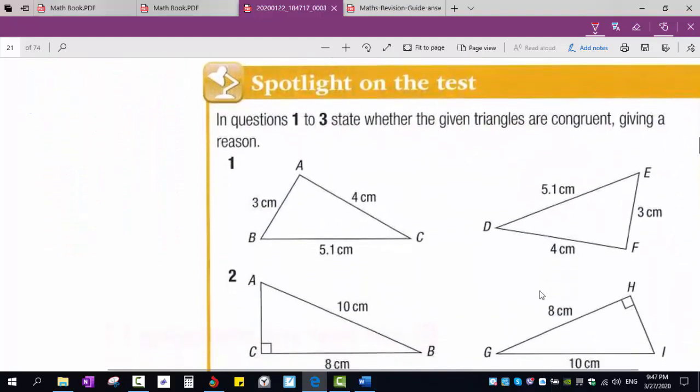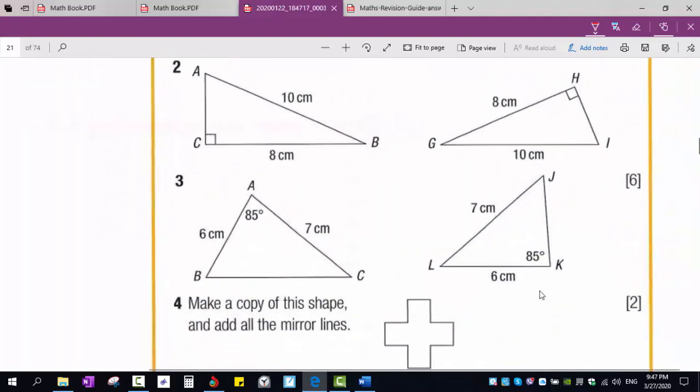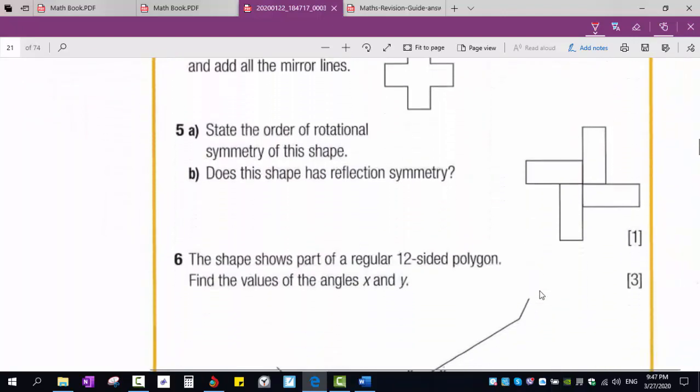Spotlight on the test. So basically you can do these questions yourself to test your understanding.